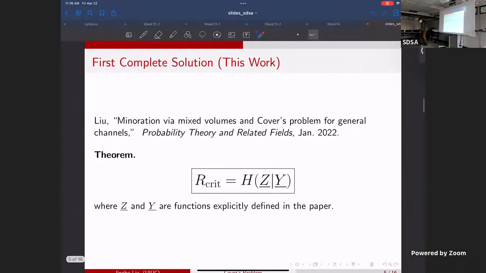Recently, in my work, I introduced a new technique based on convex geometry ideas, which is published in a probability theory journal. And this gave a first solution to this problem. Roughly speaking, the result is that the critical rate is expressed as this conditional entropy, where Z underlying and Y underlying are some functions explicitly defined in my paper. I just want to say that the answer actually has a very simple expression.